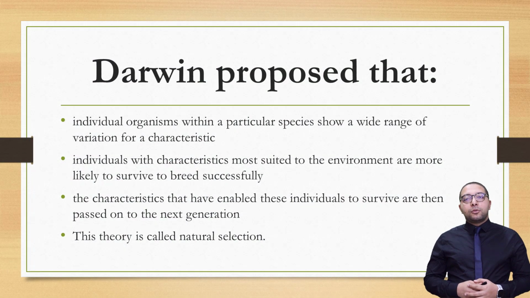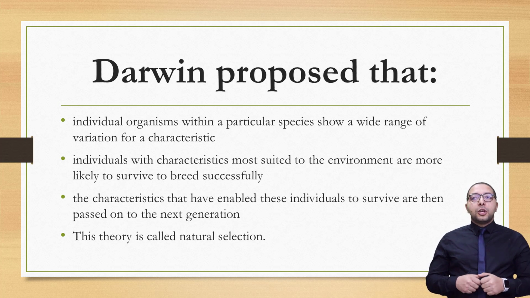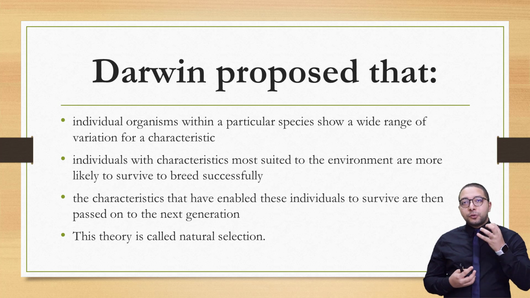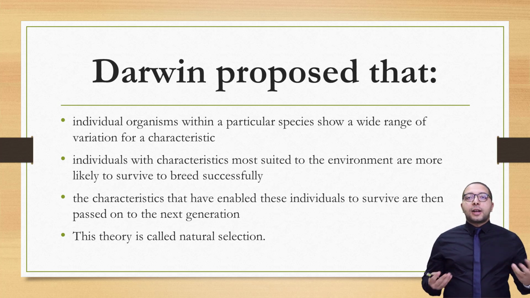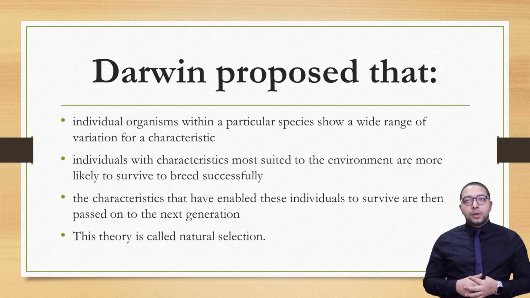After Darwin came back to England, he started to analyze his data, and he came up with a proposal. Darwin proposed that individual organisms within a particular species show a wide range of variation for a characteristic. So individuals found in one species might look different, exactly like humans. Humans look different from each other.